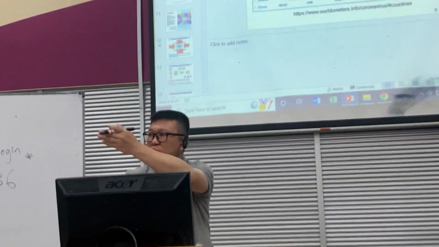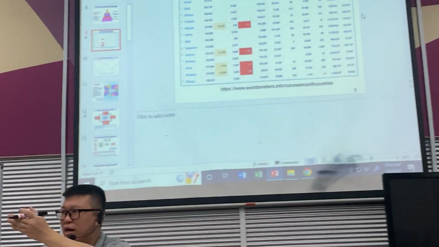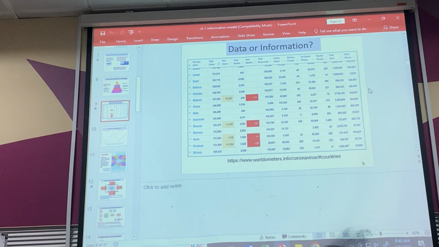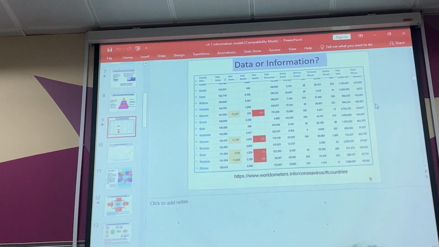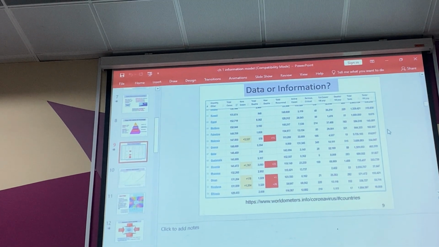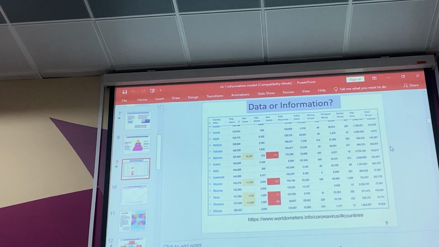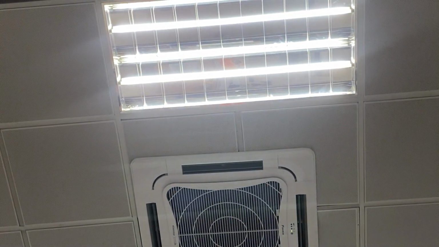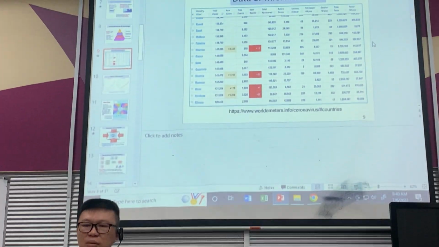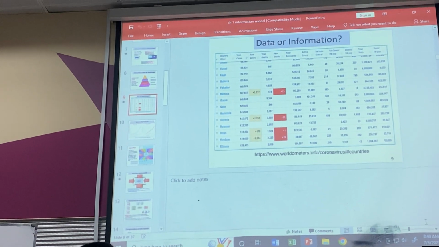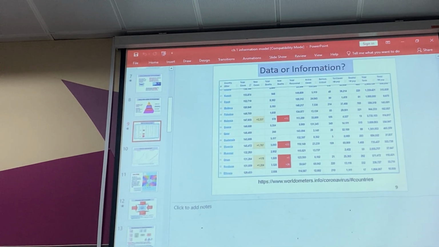Data? Information? Both. Because you remember, information is something you process from data. Am I right? Here some of the data is already processed. For example, total cases. How do you know the total cases? You add every case together. It's already processed. So this table has both data and information. Remember, we have both.